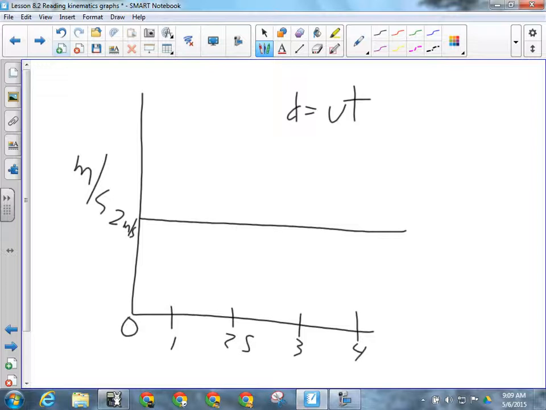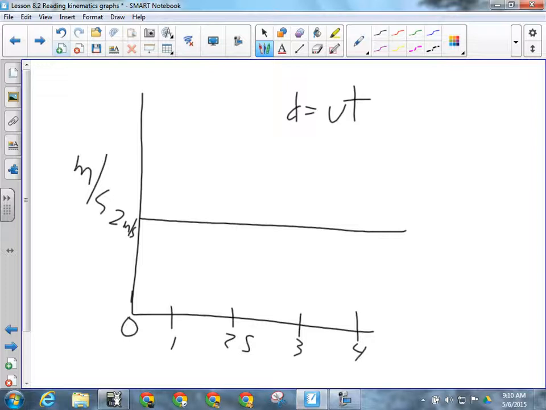Is that the same as calculating the area of this rectangle? She went height times base. Agreed? Base times height gives you the area of a rectangle, right? Because on this graph, when I multiply those two things together, I'm finding distance.